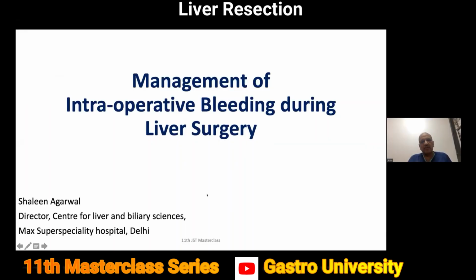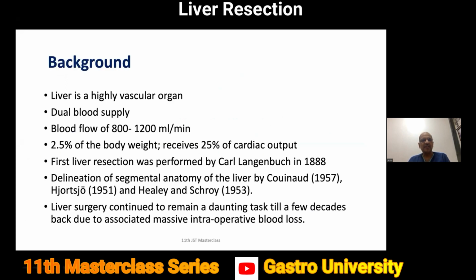So the topic allotted by Dr. Kapoor to me today was to talk about bleeding during liver resections, but I've made it a little wider. That is all kinds of liver surgeries that involved any kind of parenchymal transection. So just a little background, because I believe this meeting is more for the students and for the MCH and DNB fellows in surgical gastroenterology. So I may bore you with a few of my slides.